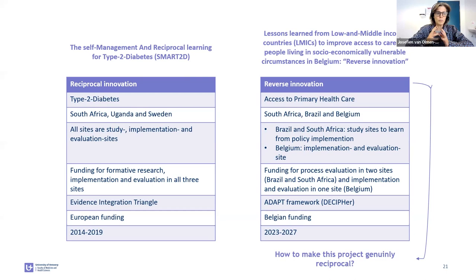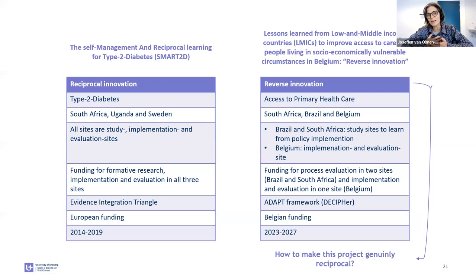Whereas the one on the left is self-management diabetes, seemingly more concise, therefore not complex. I don't need to tell you that. Both in three countries, but in the left Smart2D project, all of the sites were sites where we went all the way. We all were at the same place, and we all had to design, implement, and evaluate basically a common intervention.